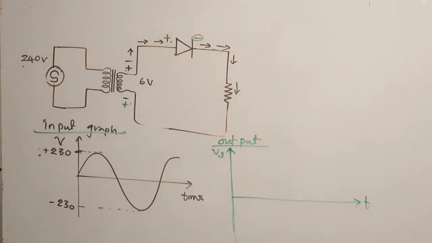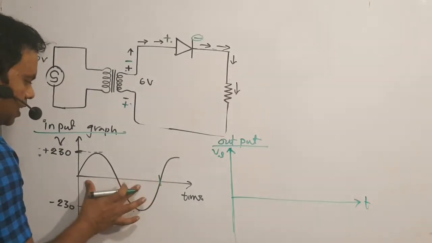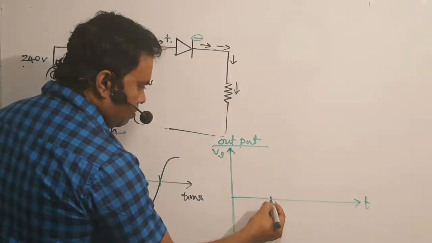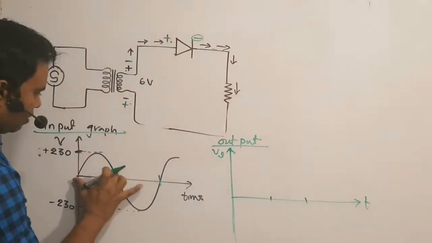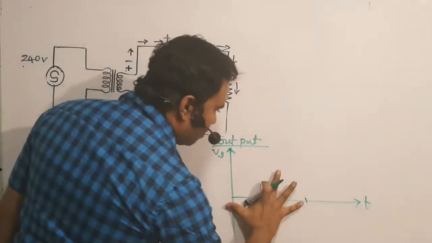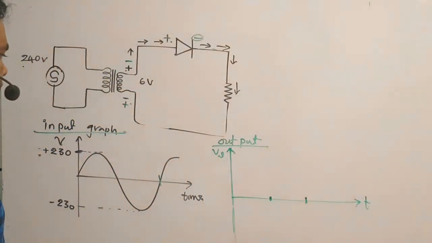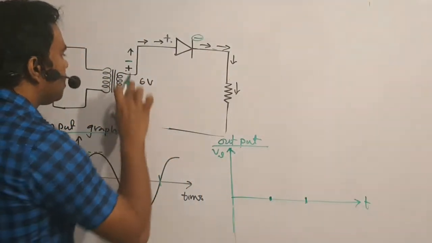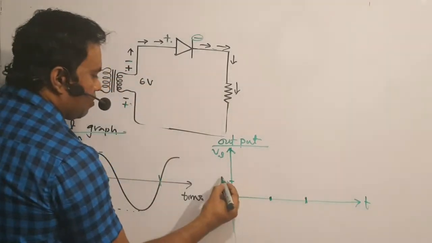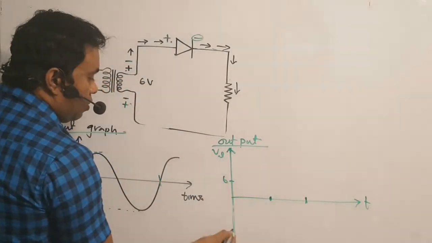Time. Look at this. Same time. Time is same. Okay. Same time. What happens now? This 230 is reduced up to 6. Okay. The height is reduced.